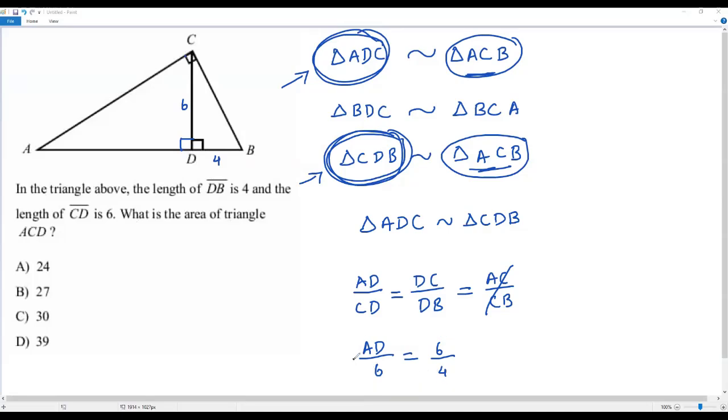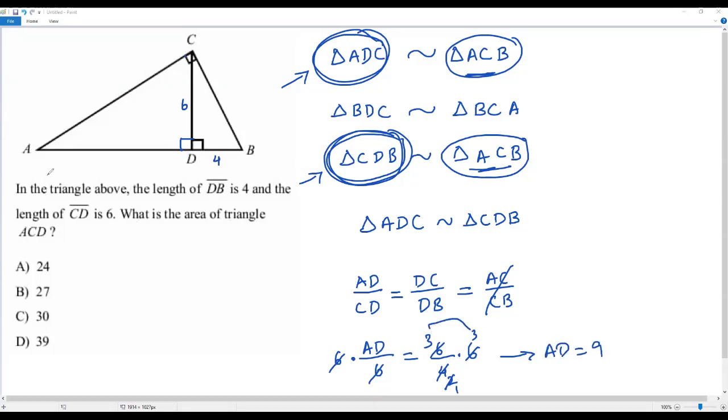Okay, for that, let me multiply both sides of this equation by 6 to get the denominator over here. Then the 6 will cancel out. Okay, here for both 6 and 4, we have the greatest common divisor 2. That is, 2 goes into 4 2 times and 2 goes into 6 3 times. Here 2 goes into 2 1 times and 2 goes into 6 3 times. Then we get AD equals to 3 times 3 is 9.